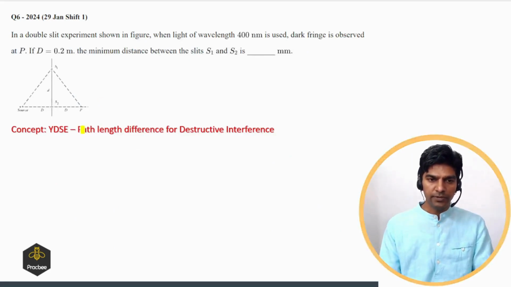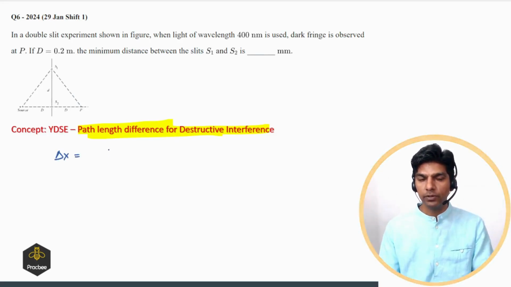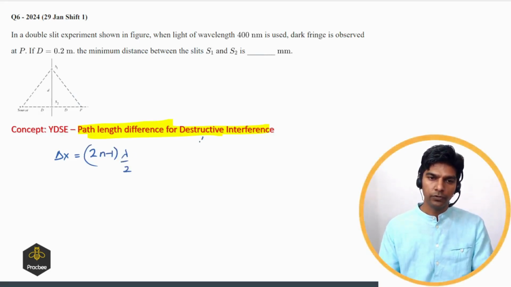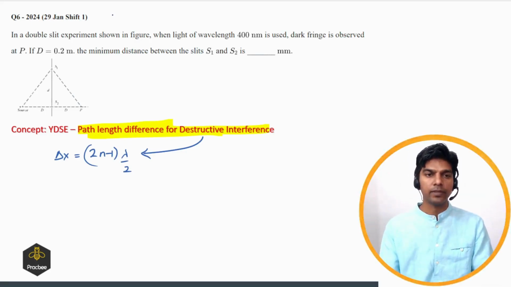Now the next problem type is based on the path length difference for destructive interference. So what happens in this case? For destructive interference, the path length difference is an odd multiple of lambda by 2. So it will be (2n minus 1) lambda by 2 for destructive interference. And for constructive, it will be an integral multiple of lambda. Right, so let us see the question.